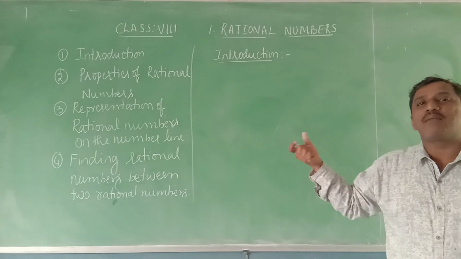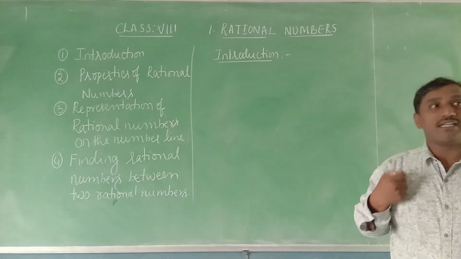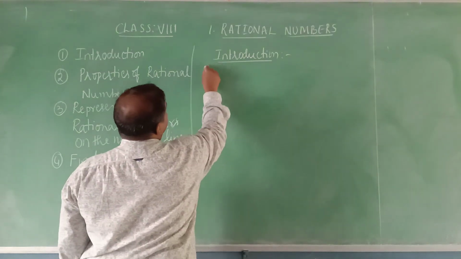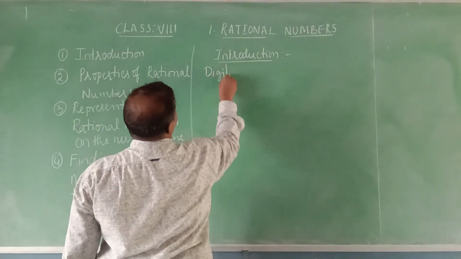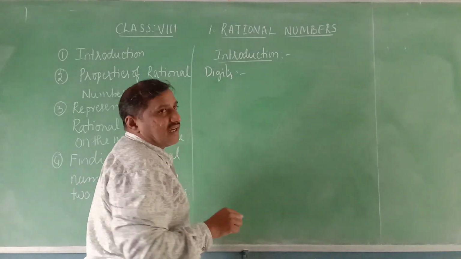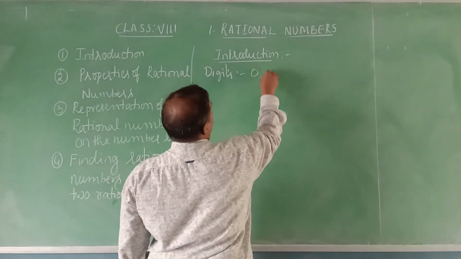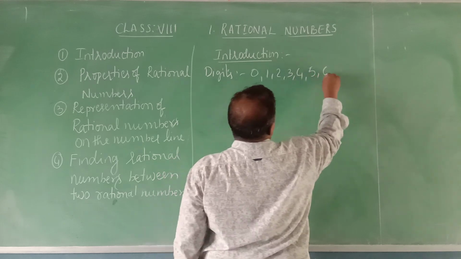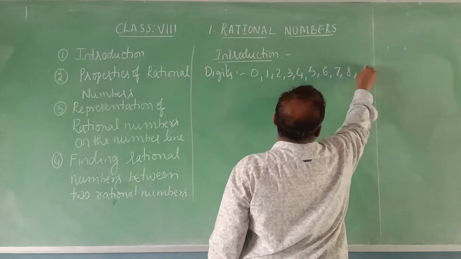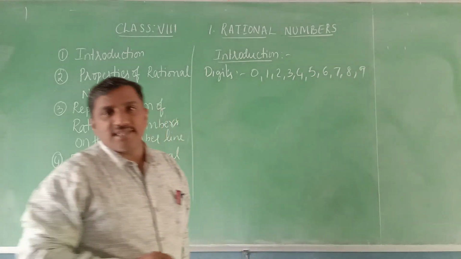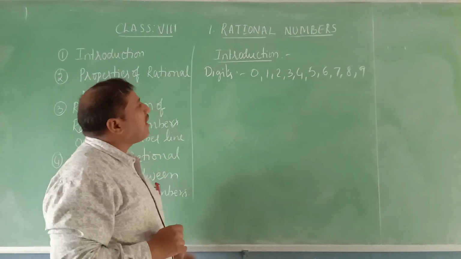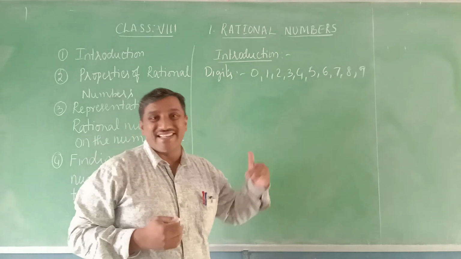The numbers are made up of digits. As you know, how many digits are there? 10 digits are there. There are 0, 1, 2, 3, 4, 5, 6, 7, 8 and 9. These are known as digits. So all the numbers are made from these digits.